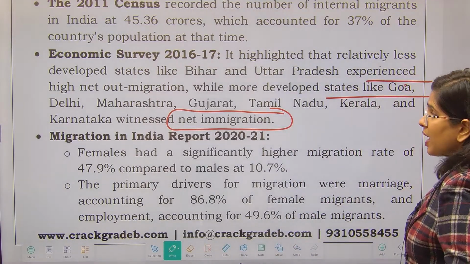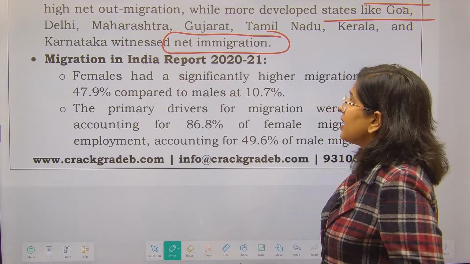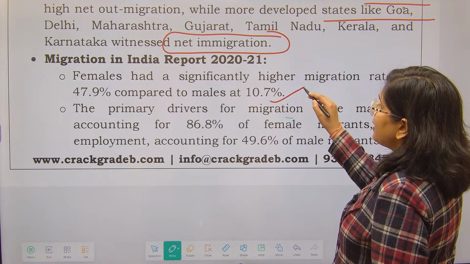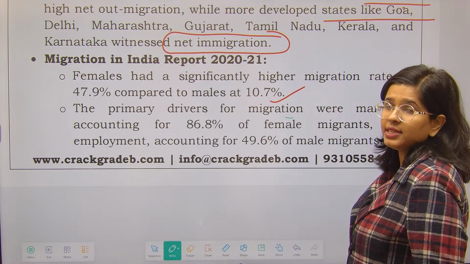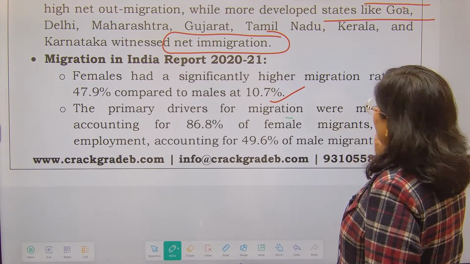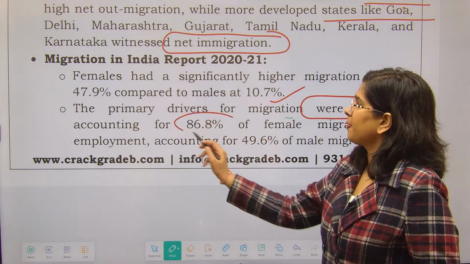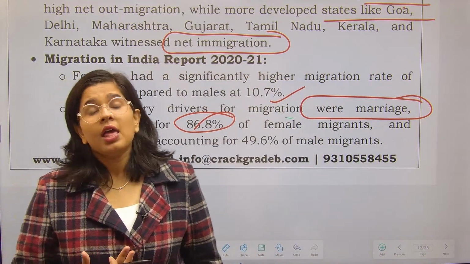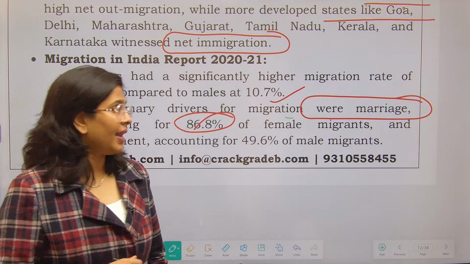Now next, we also have the Migration in India report 2020-21. It talks about females having a significantly higher migration rate, 47.9%, compared to males at 10.7%. Obviously, the major reason why females are migrating is marriage, right? So the primary driver for female migration was marriage, 86%. That means of the total female migration, 86%, or if I round it off, 87%, is happening because of marriage, right?